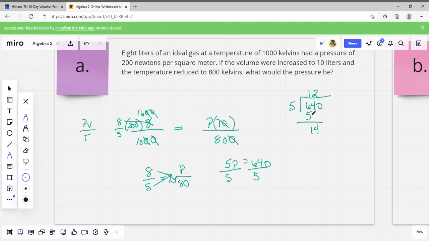2, 10, 8 times 5 is 40. Pressure 2 should equal 128. 128, yep. And that is the correct answer. So there's the answer to A.